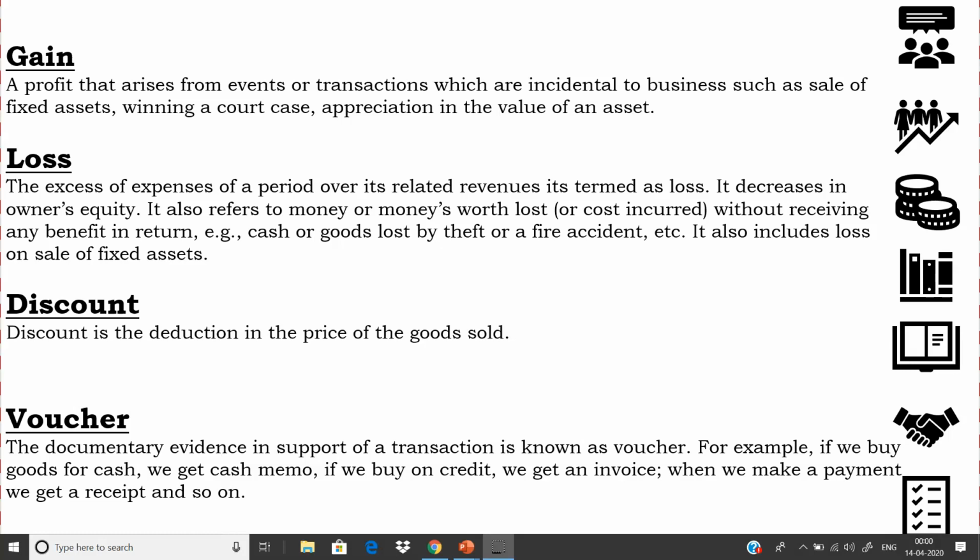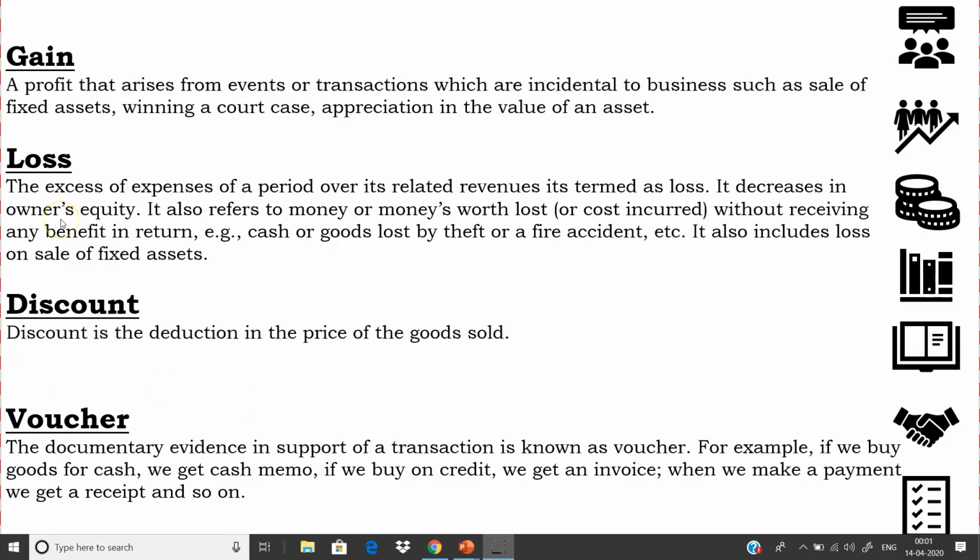Then it is a gain for 200 rupees. It was incidental to my business, but not a regular event. Or where I opened my store, it was not a commercial area, and a person takes me to the court, files a suit against me that no, you cannot open a store over here, and I won the case. In that case also, winning a court case is again a gain for me.